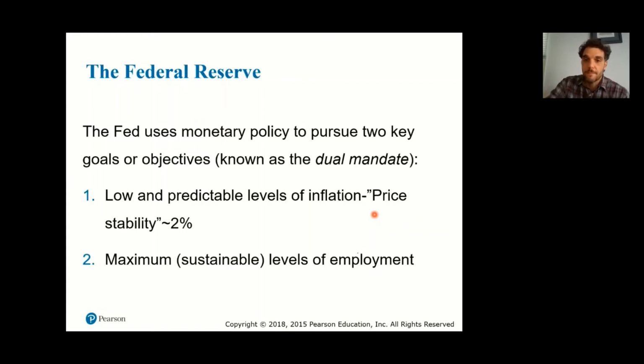Additionally, the Fed wants to maximize employment, or wants to have as many people working as possible in order to maximize production. So there are these counterbalancing objectives that the Fed has to take into consideration when implementing monetary policy.